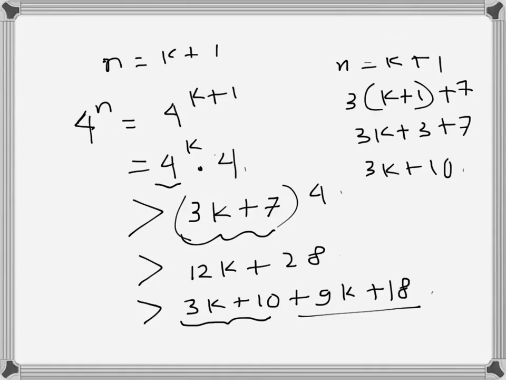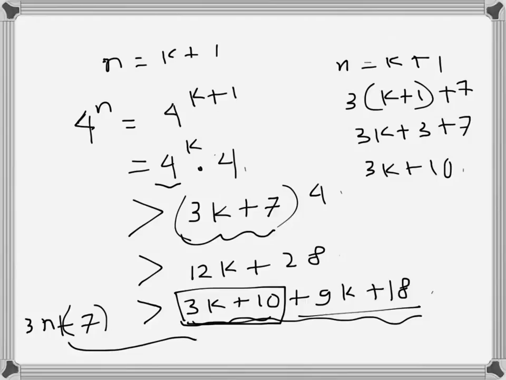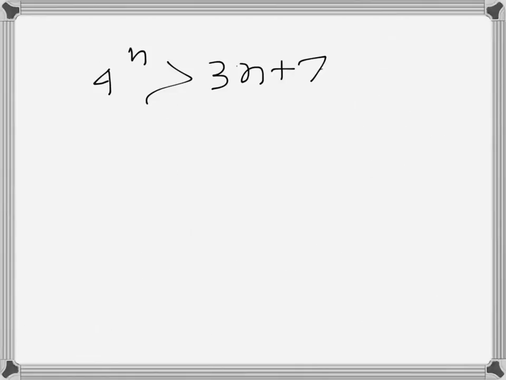So 4 to the power n is greater than 3n plus 7. Basically, 3n plus 7, when n is equal to k plus 1, is this part, and the whole thing is even bigger than that. The whole thing is even greater than that. So we have shown that 4 to the power n is greater than 3n plus 7 when n is equal to k plus 1.